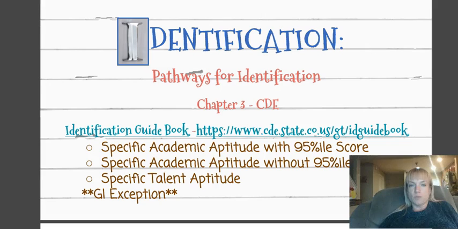The main things that we're looking at would be a specific academic aptitude at the 95th percentile score, with or without a specific talent aptitude or GI exception. So let me take a moment before looking at a few more. This does require a shorter presentation time right now, so I can check up with you in person. The 95th percentile score would be the NNAT or the COGAT typically, okay? So there's one qualifying data point.